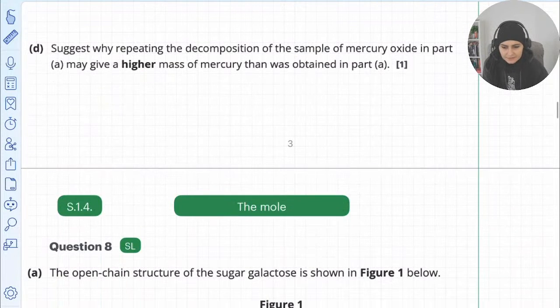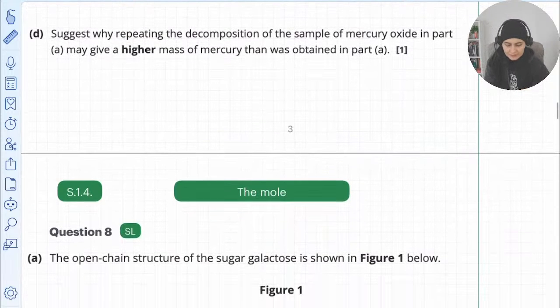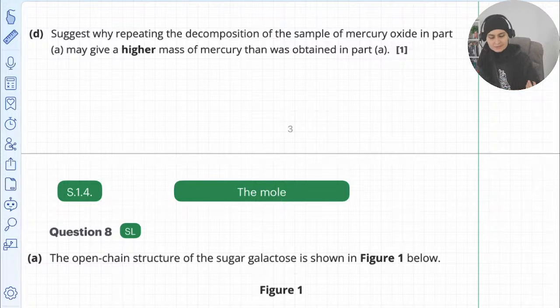And then suggest why repeating the decomposition of the sample of mercury in part A may give a higher mass of mercury than was obtained in part A. So this was a lower mass, yeah, and now they ask what could happen if we got a higher mass of mercury. Well, it would be possible if, for example, we had impure mercury oxide. So if instead of HgO we also had Hg2O, which has twice as much mercury.